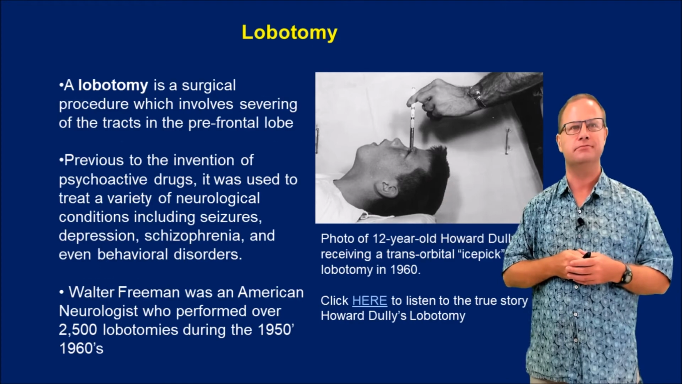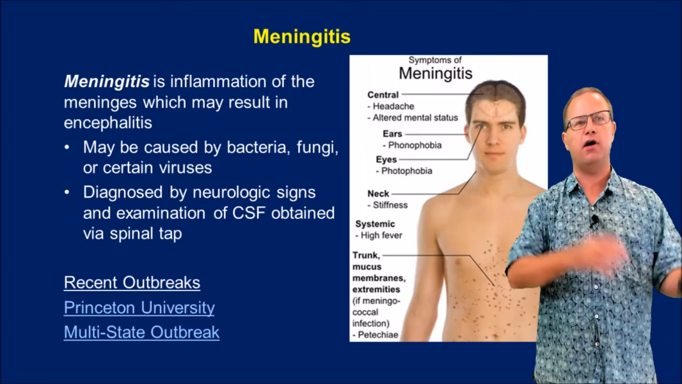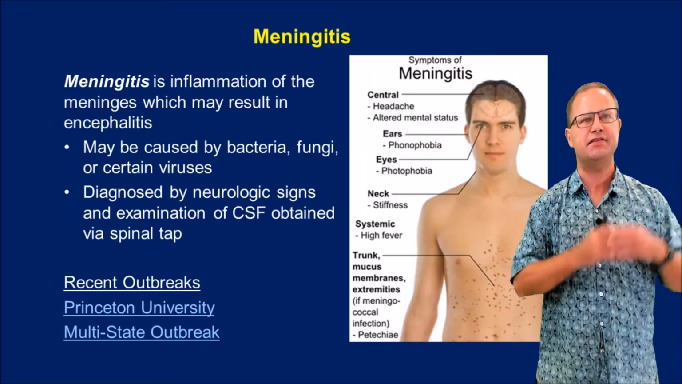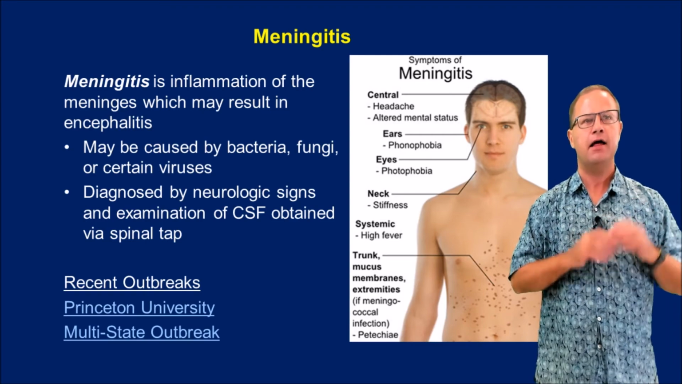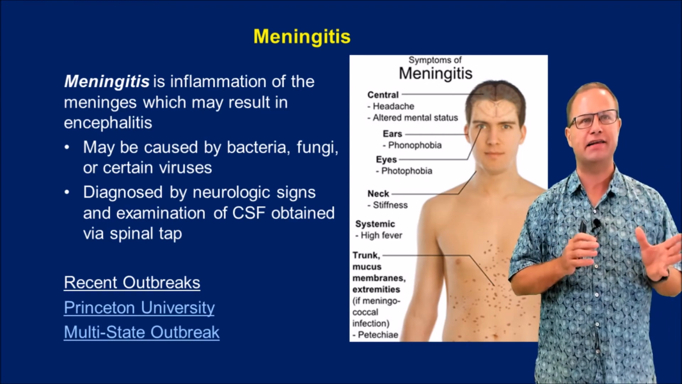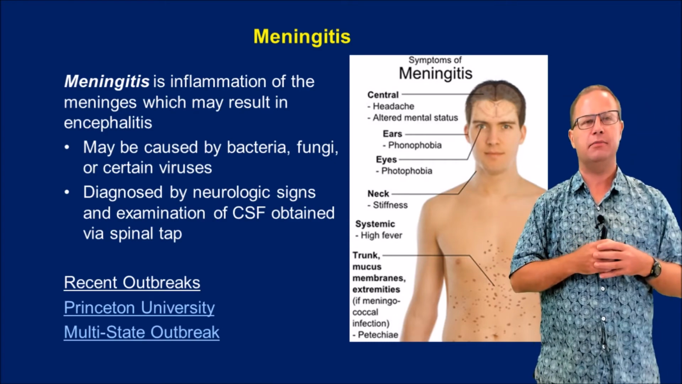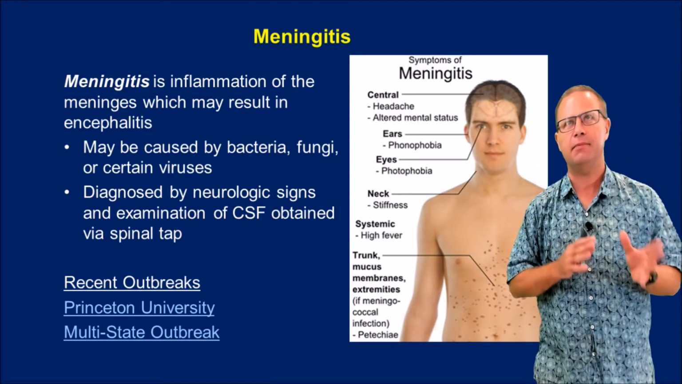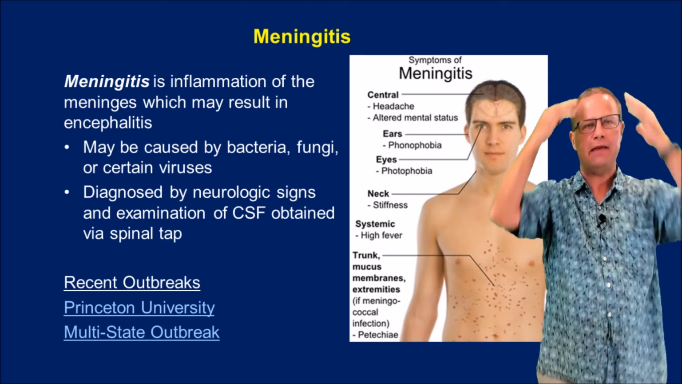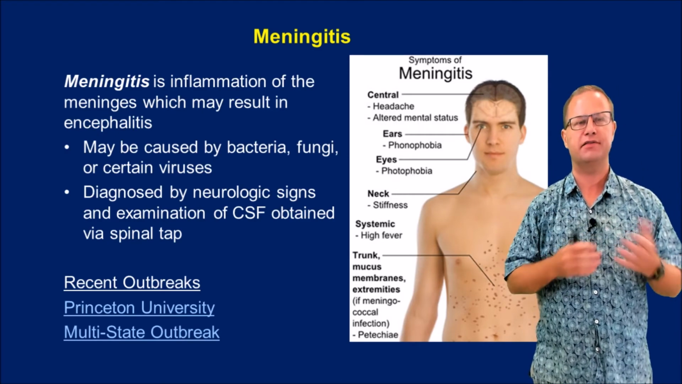Okay, before we shift gears and move off of the brain, I want to talk about some diseases that affect the brain and central nervous system. The first of these is something called meningitis. A meningitis is an inflammation of the coverings of the brain called the meninges. Now, we didn't have time to talk about those, but the meninges do form a protective layer around the brain and also around the spinal cord.